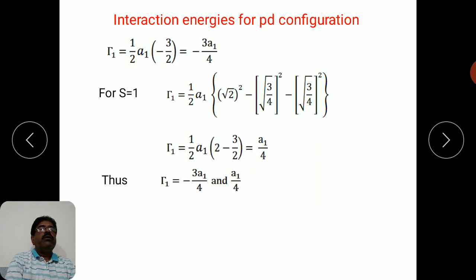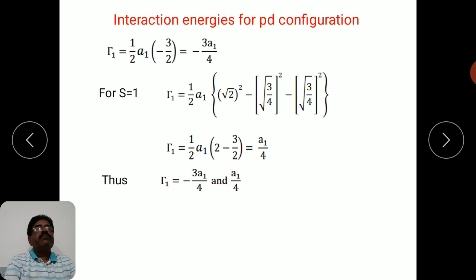So see here, the first coefficient is this, and this is the second equation. So minus 3 A1 by 4 and plus A1 by 4. If you see this, it is according to the particular concept here.